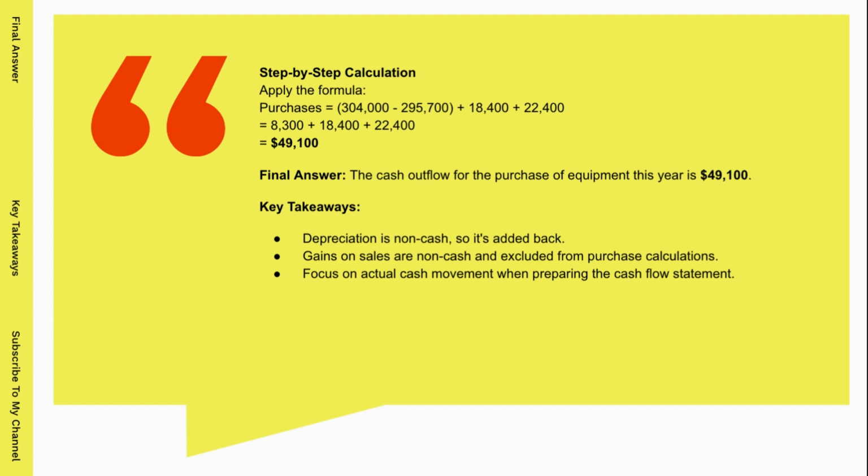Okay, perfect. So we found out what the question is asking us, and the key takeaway so far is that depreciation is non-cash, so it's added back. Just like over here, we added back depreciation for 22,400.